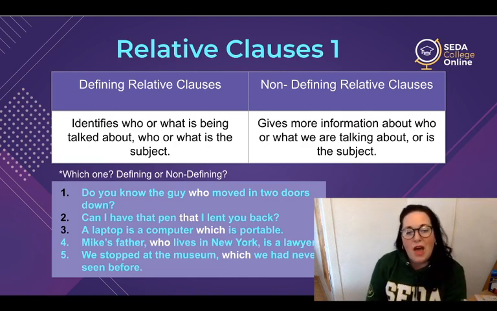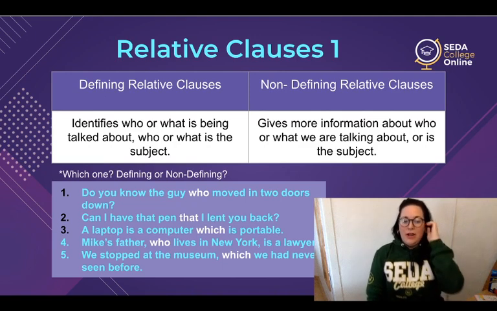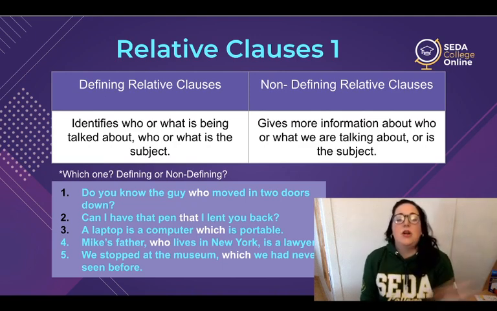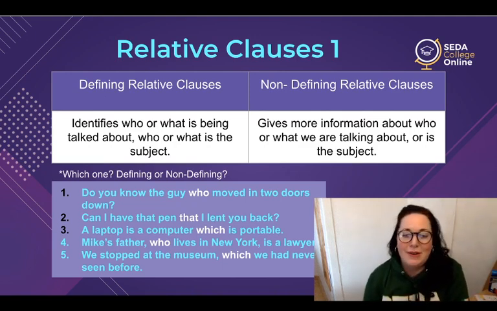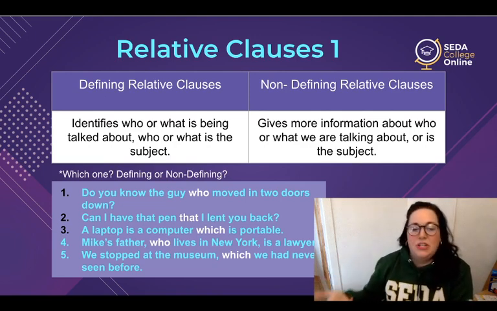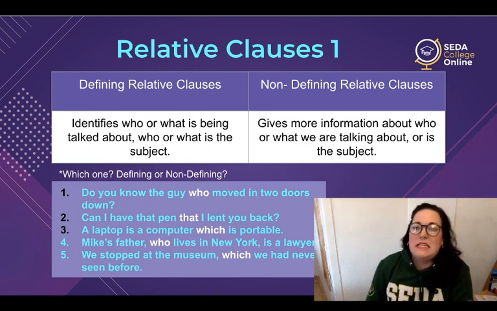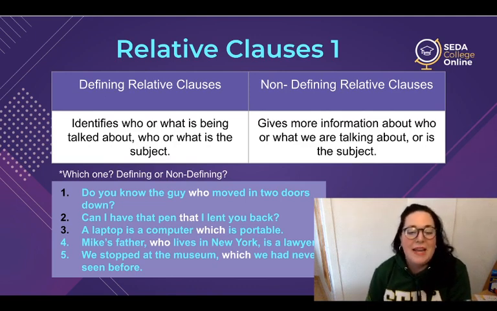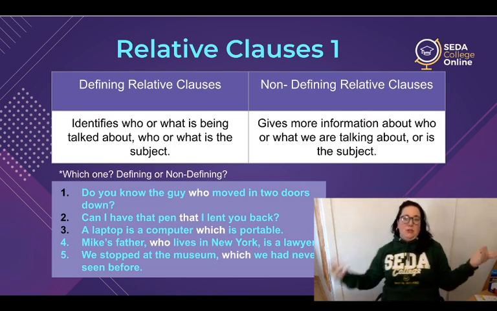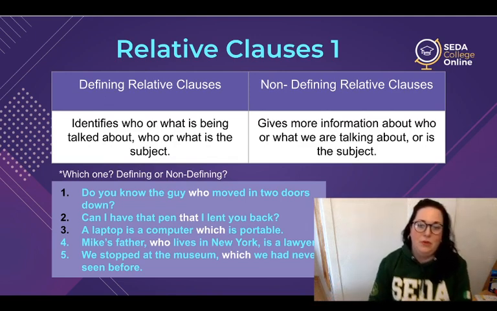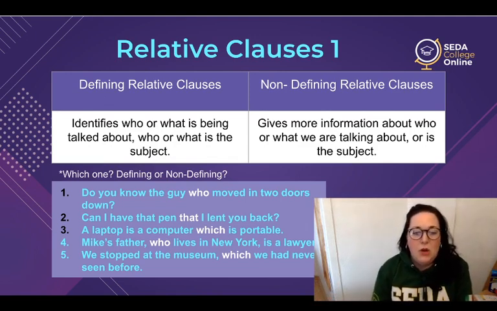So Mike's father is a lawyer is a sentence on its own. And the part who lives in New York is just extra information. We stopped at the museum. That's a sentence by itself. Which we had never seen before or been to before is extra information, okay? We stopped at the museum can go on its own.